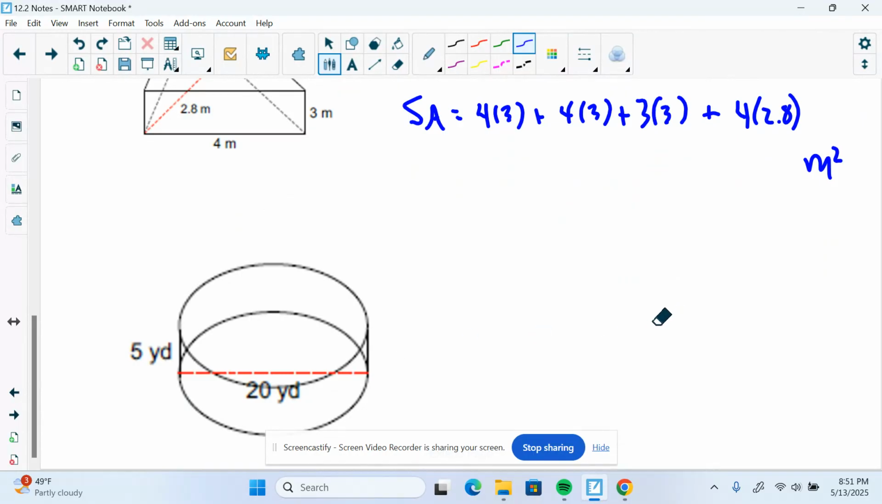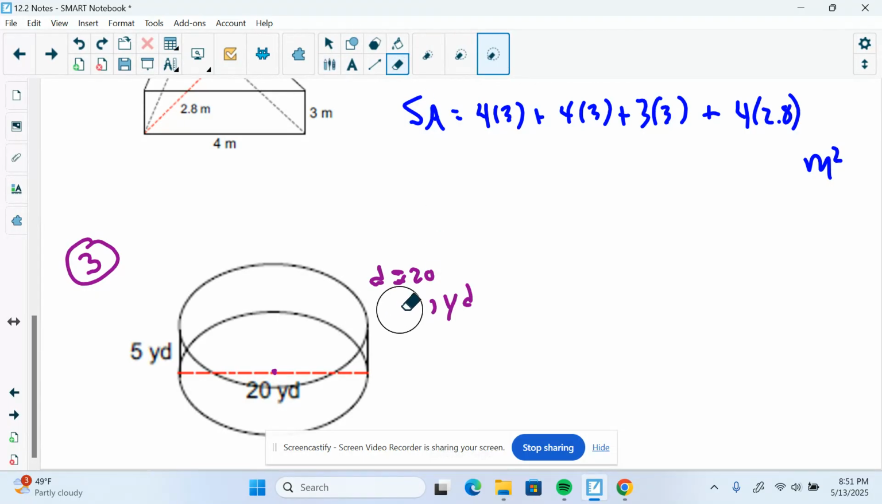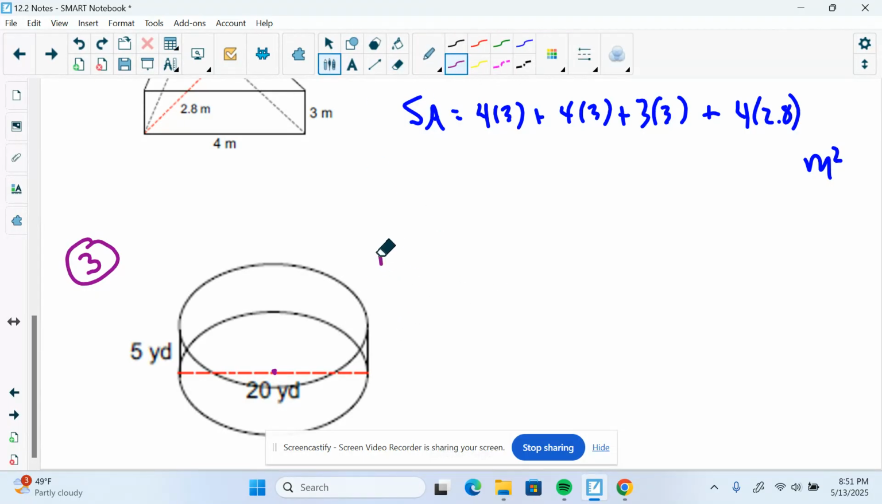Okay, the next one. We are looking at a cylinder. This time we have a cylinder. Now what I need you to understand is the diameter of that cylinder is 20 yards. That would mean the radius is 10 yards. Remember, to find the radius, we just chop the diameter in half. So if the diameter is 20, that would mean the radius is 10. Okay?